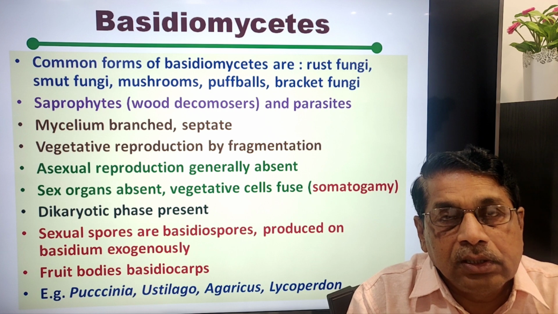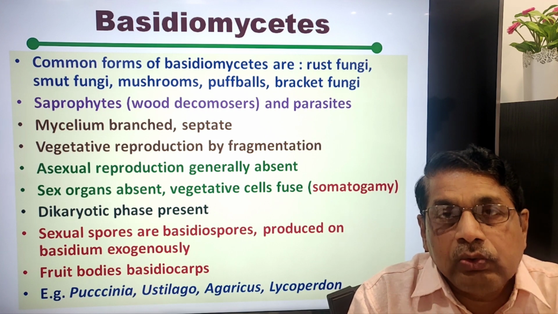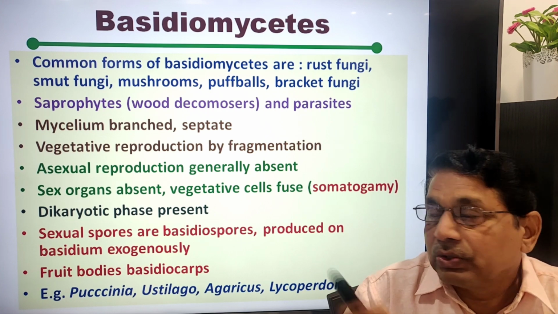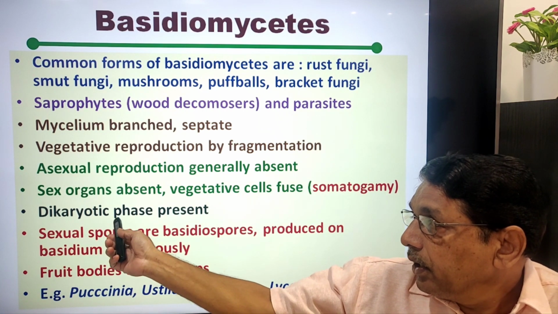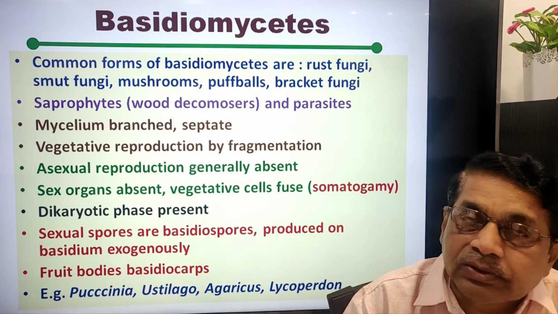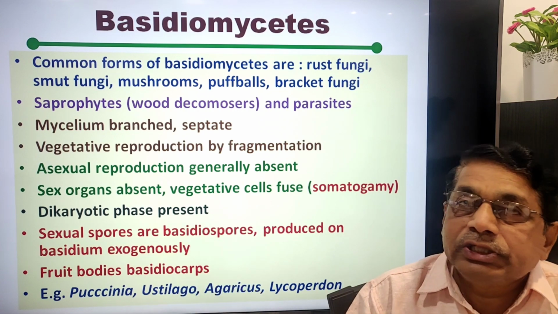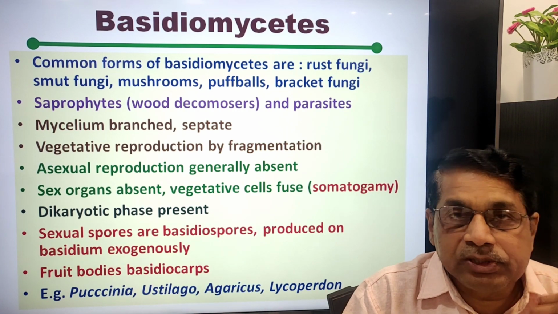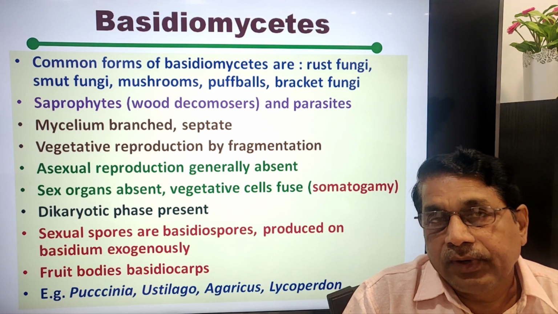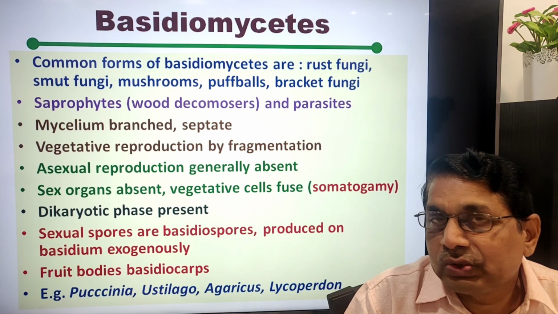Again, union between two vegetative cells is known as somatogamy. Dikaryotic phase present, a dominant phase. Sexual spores are basidiospores. In Ascomycetes, ascospores. In Phycomycetes, either oospores or zoospores.